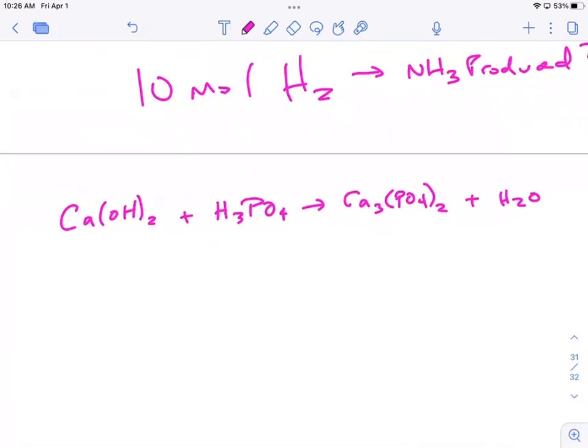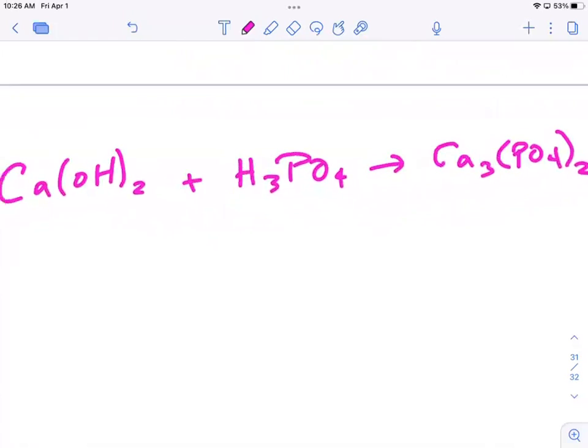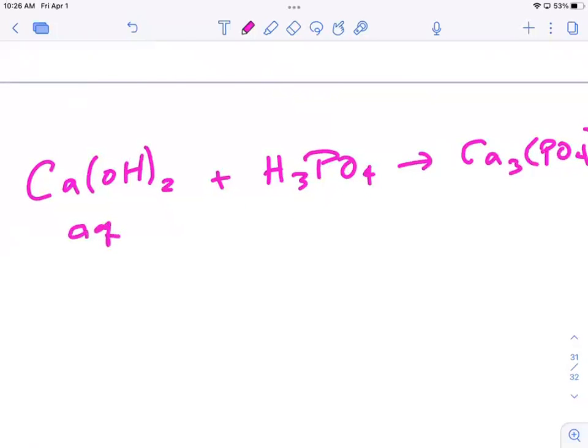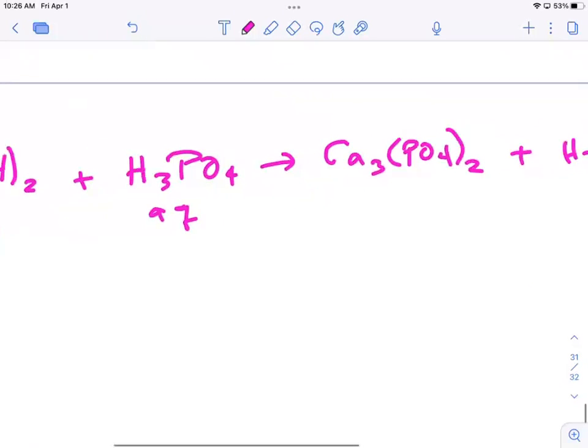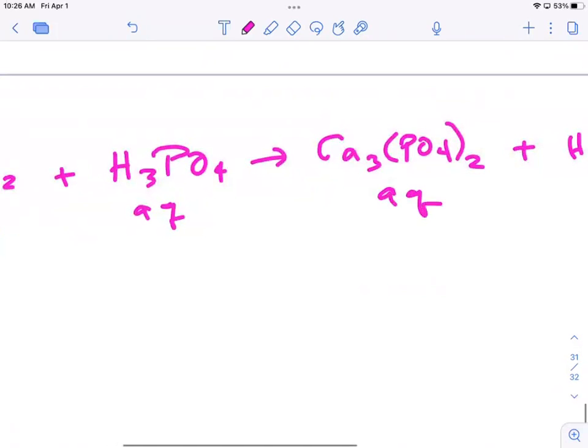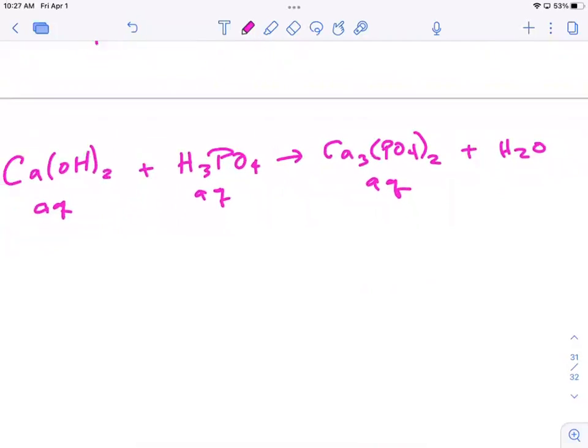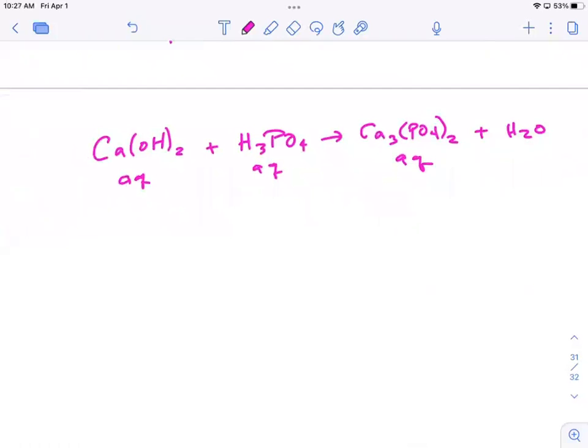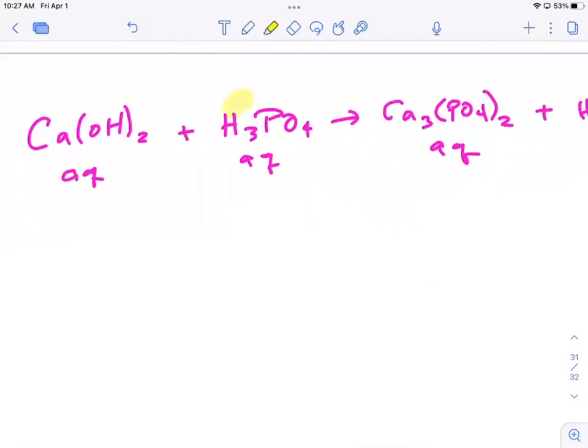This is my equation. What kind of reaction do you think this is before we start? Is it a precipitation? And this is all aqueous. Is it a precipitation? Is it a redox? Or is it acid base? What is this? This will tell you everything. What is this? Anybody remember?